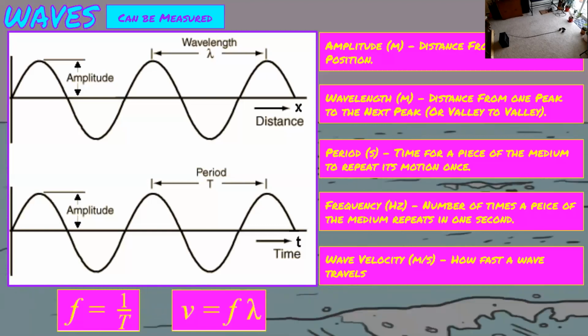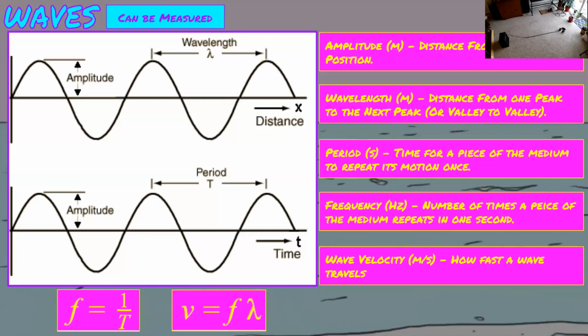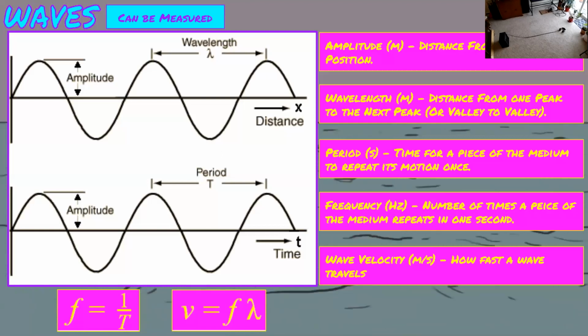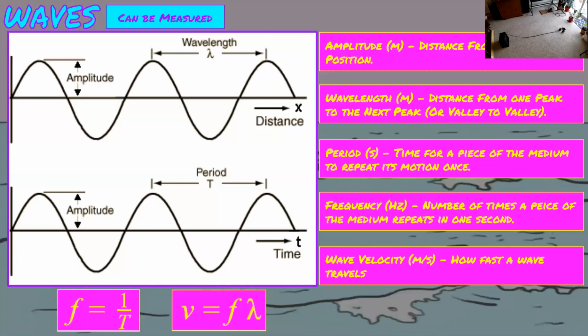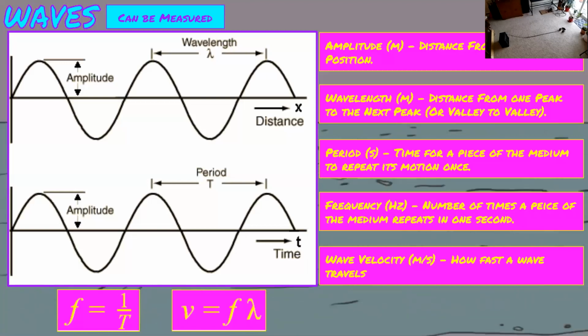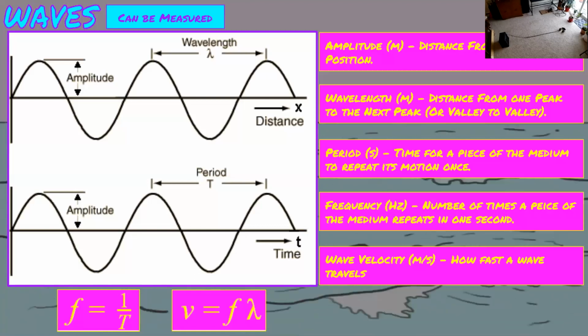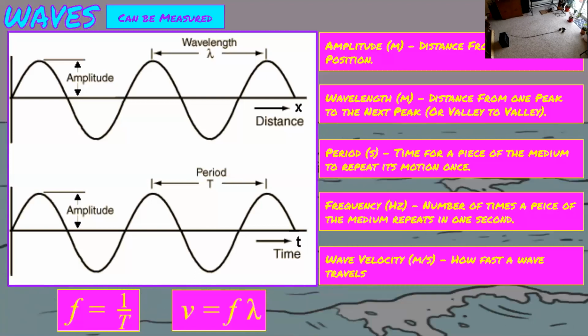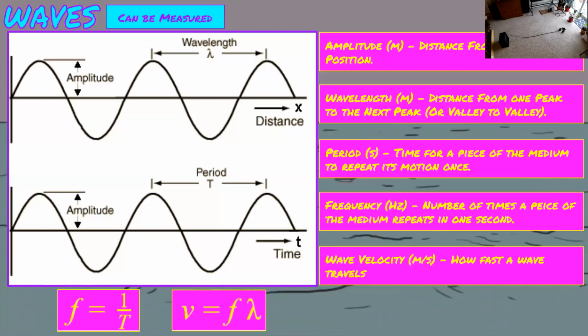The frequency is just the inverse of the period, and that's the number of times per second a piece of the medium repeats its motion. If we multiply the frequency by the wavelength, we can get the wave velocity. That's not how fast the particle is moving, that's how fast the actual wave pulse is moving.